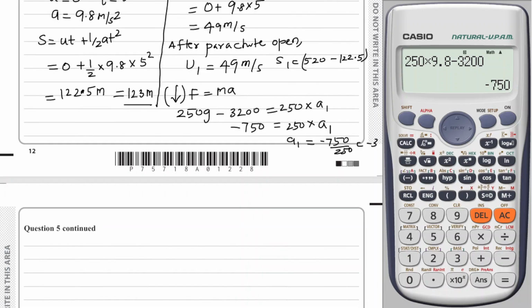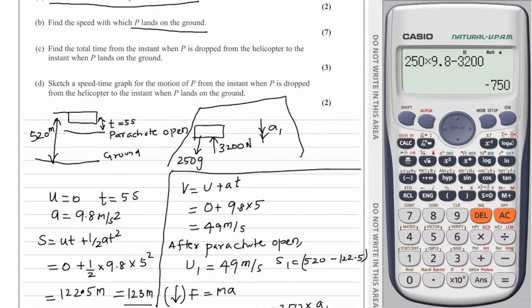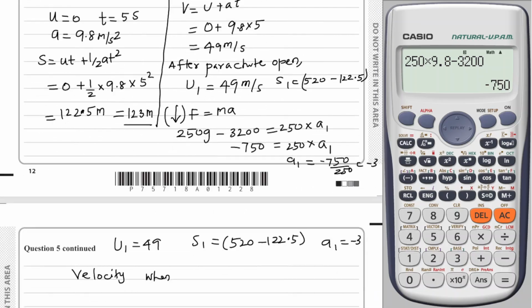So we calculated that minus 3 meter per second square. Once we calculated that value, we can use u1 is equal to 49 and s1 is equal to 520 minus 122.5, and a1 now calculated as minus 3. So our aim is to calculate the velocity when it lands on the ground.